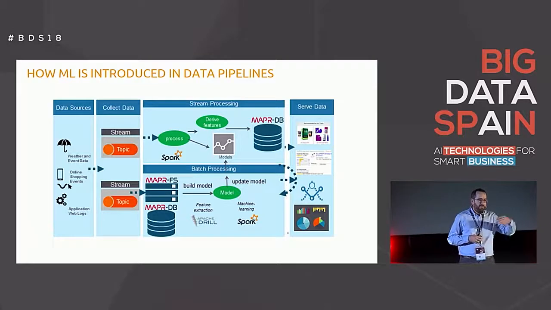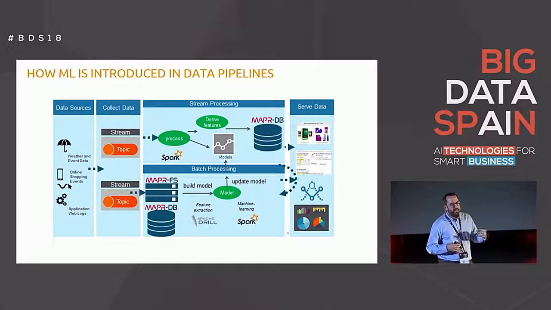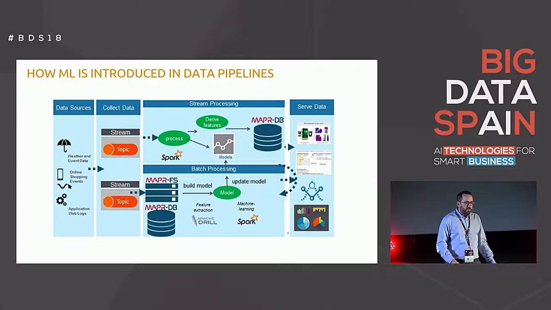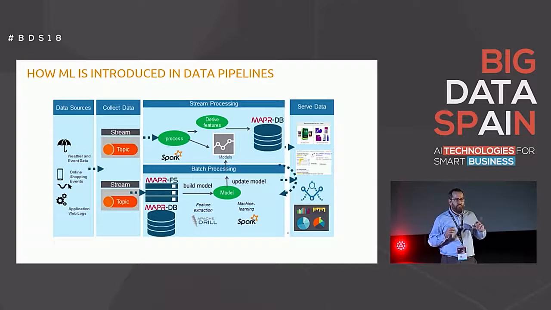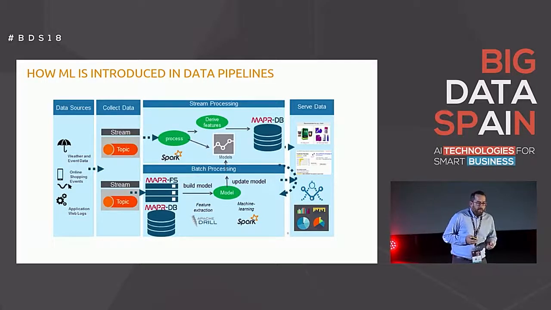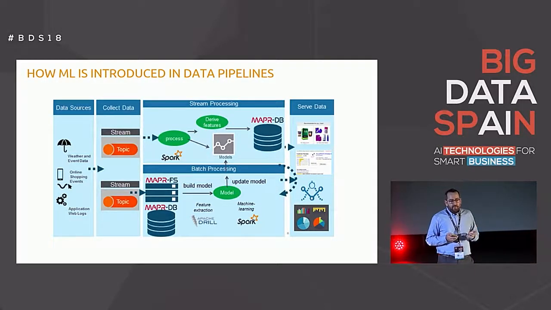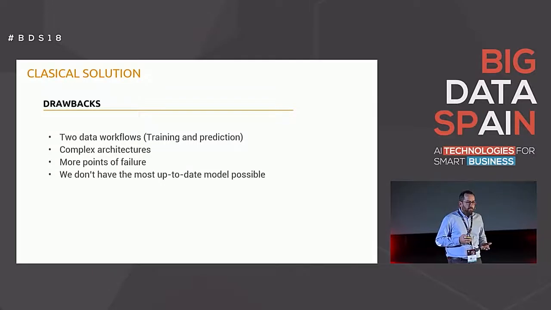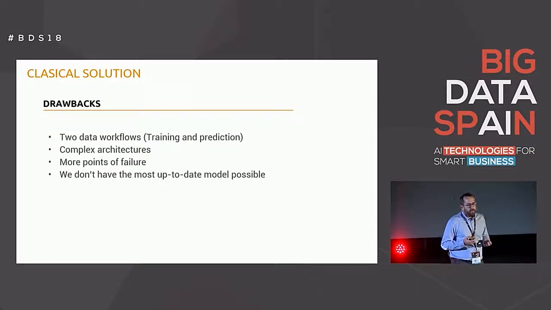We have stream processing and batch processing. The batch processing stores the historical data. With this historical data, we train the model. And finally, when the model is suitable for use in production, we deploy it in stream processing. We can call this a classical solution, but it is not totally good.